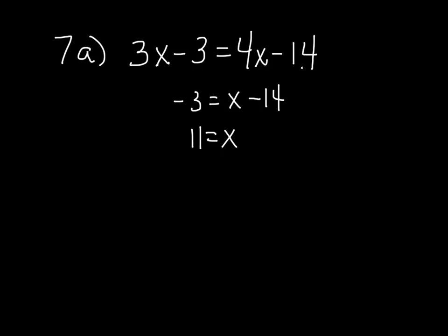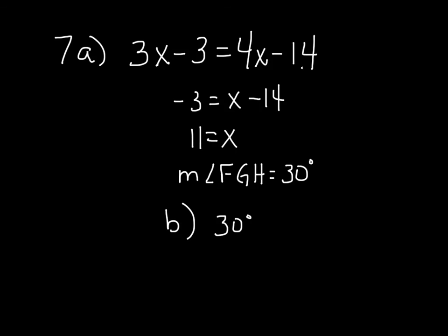I plug it in for either one. It doesn't matter because they're going to be the same. So if I take 3 times 11 is 33 minus 3, the measure of angle FGH is going to be 30 degrees. So then B, what is the measure of HGI? Well, it's the same thing. It's 30 degrees. And C, what is the measure of the entire angle? Well, 30 plus 30 gives me 60 degrees.